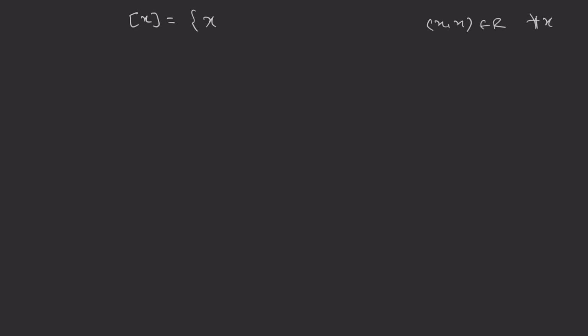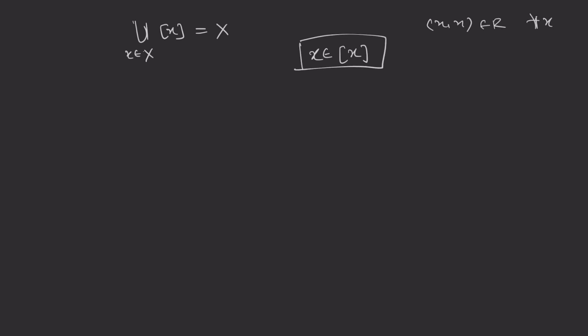So if I union all the equivalence classes, then all the X's are there. So the whole X can be generated. Here I know that the union of all the equivalence classes of x, for x belonging to X, is equal to X, because every equivalence class contains itself. X belongs to this for all X. Why is that? Because of this.